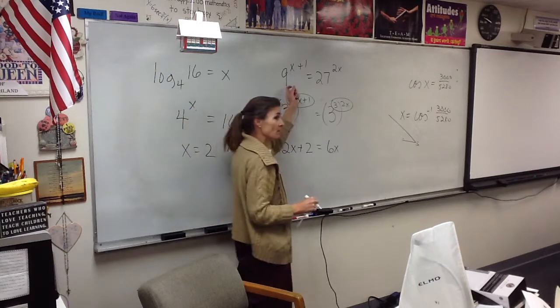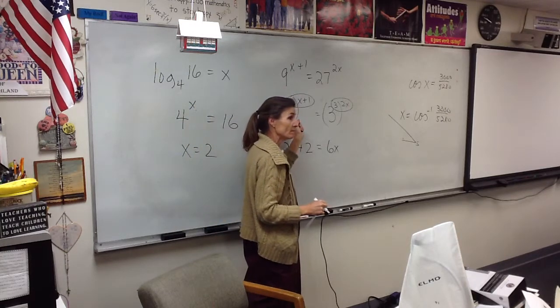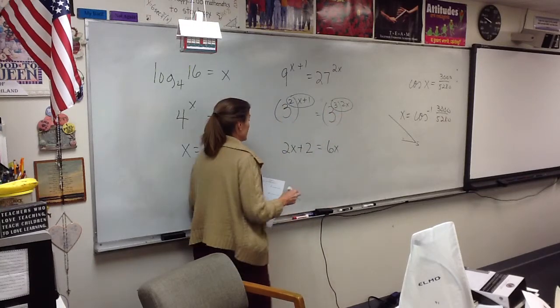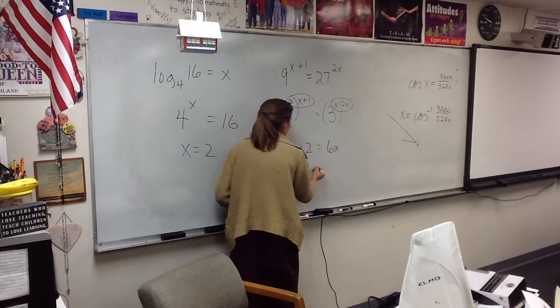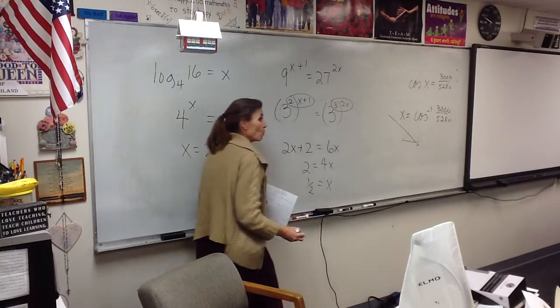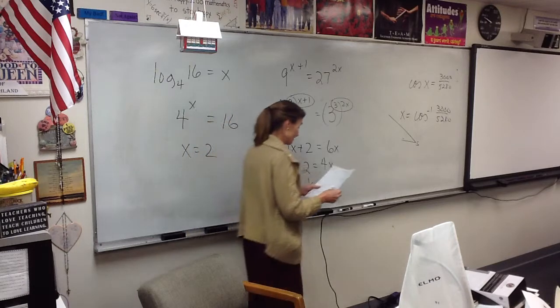Thomas Bird, did you follow that? We changed the 9 to 3 squared, and the 27 to 3 cubed. So now we can subtract 2x and divide by 4. I got 1/2 as my answer.